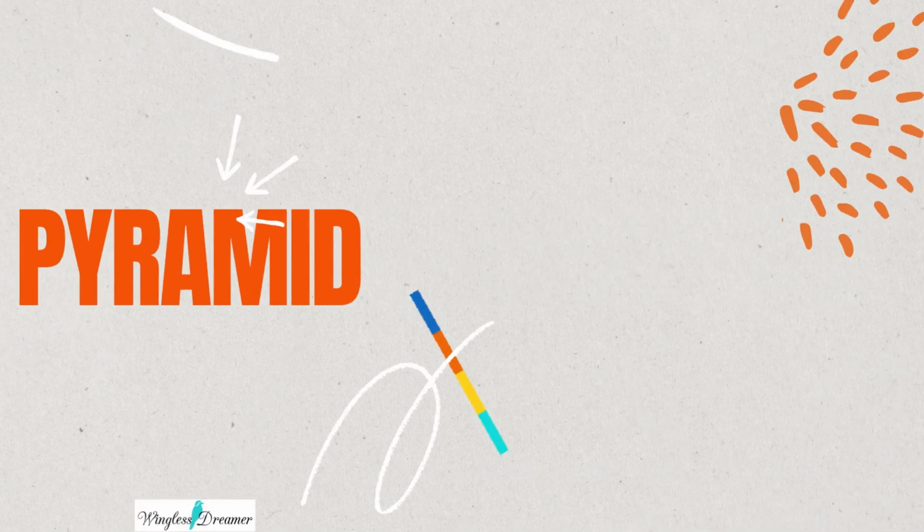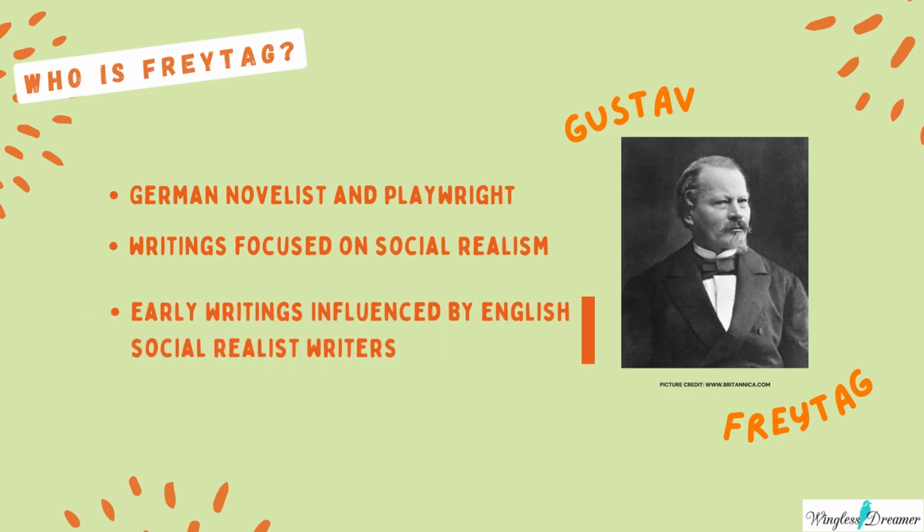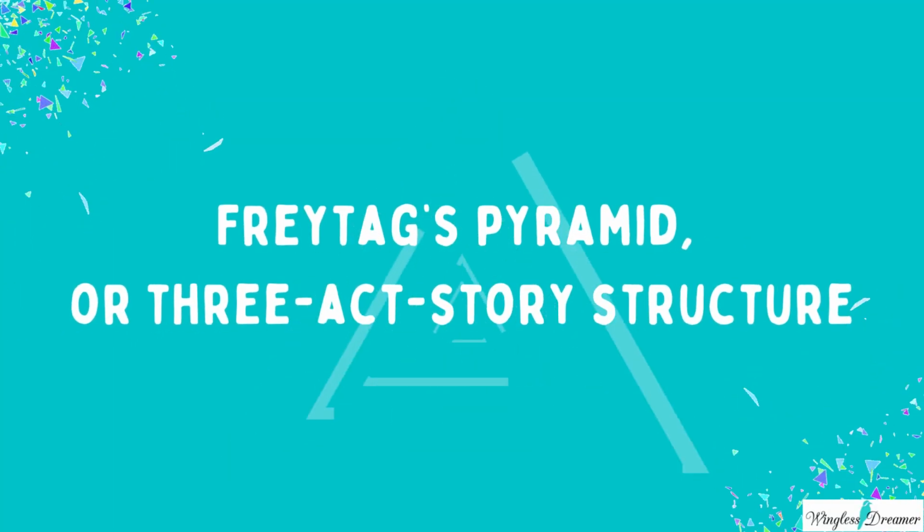Now, first of all, who is Freytag? Gustav Freytag was a German novelist and playwright famous for writing realistic stories centered around the lives of the middle classes. His work was influenced by English writers known for their realism like Charles Dickens. He was also a lecturer of German literature. He developed the plot model, which is now called the Freytag's Pyramid or the three-act story structure.